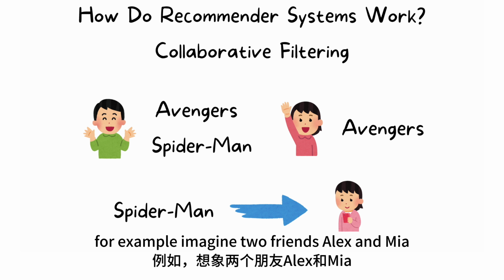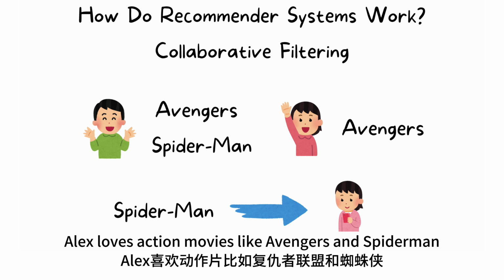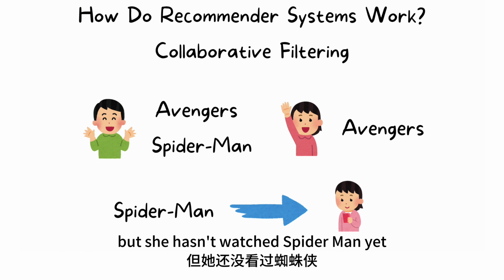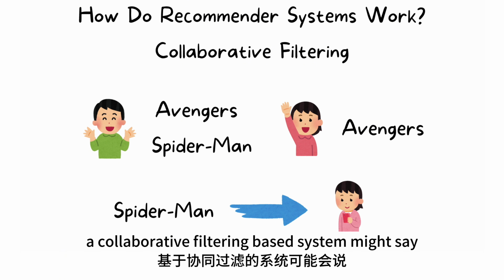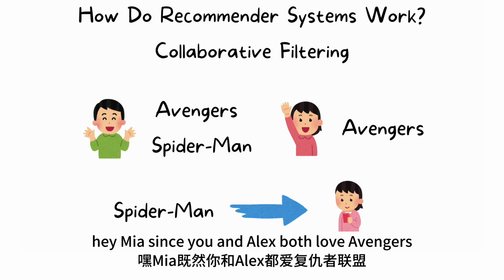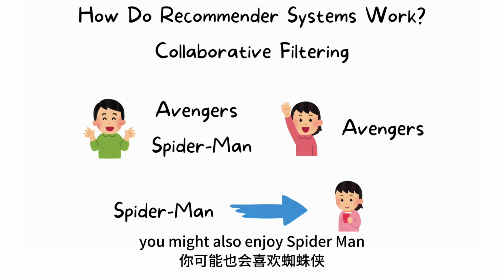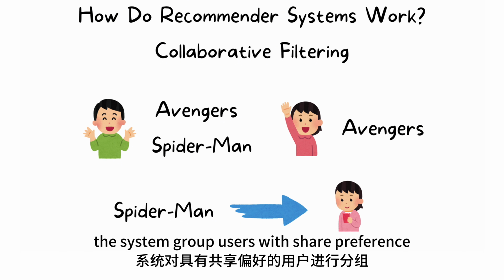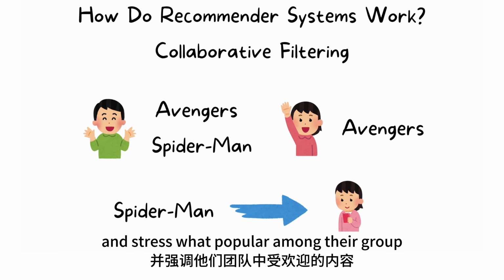For example, imagine two friends, Alex and Mia. Alex loves action movies like Avengers and Spider-Man. Mia also loves Avengers, but she hasn't watched Spider-Man yet. A collaborative filtering-based system might say, "Hey Mia, since you and Alex both love Avengers, you might also enjoy Spider-Man." It's like asking for recommendations from friends with similar interests. The system groups users with shared preferences and suggests what's popular among that group.